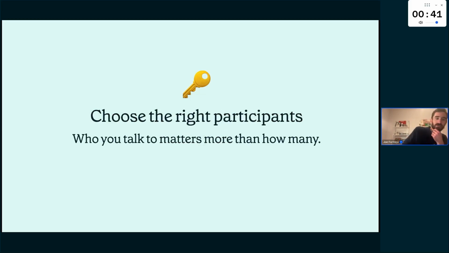Choose the right participants. And as I said, who you talk to matters more than how many. Yes, quantity can matter, statistical significance and confidence ratings can matter, but where many researchers and designers go wrong is casting too wide of a net and dealing with all of the fallout from that, including scattered responses, trouble synthesizing it, and overall just feeling overwhelmed with the amount of data and what to do with it.